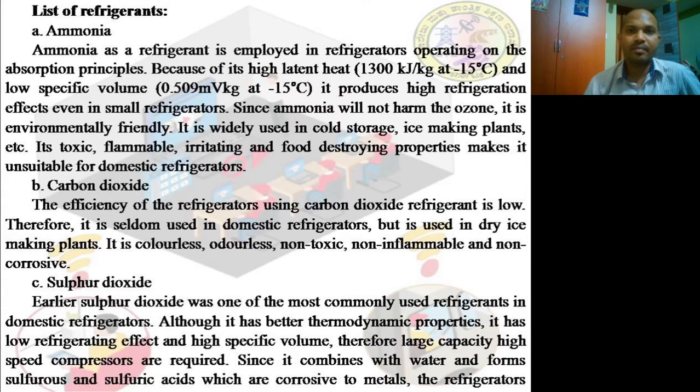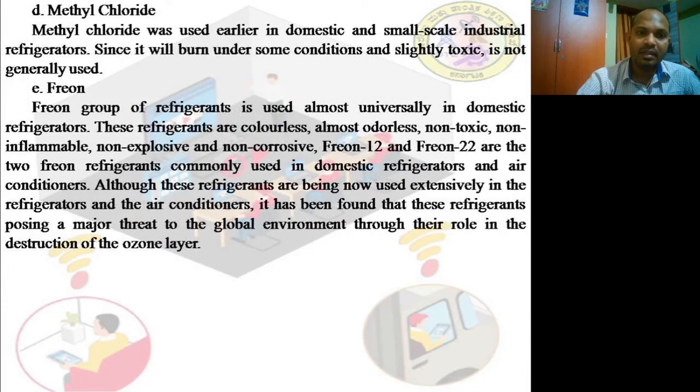Okay, next one is sulfur dioxide, SO2. Earlier, sulfur dioxide was one of the most commonly used refrigerants in domestic refrigerators. Although it has better thermodynamic properties, it has a low refrigerating effect and high specific volume. Therefore, large capacity high-speed compressors are required. Since it combines with water and forms sulfurous and sulfuric acids, which are corrosive to metals, that is why it is not preferred in refrigerators.